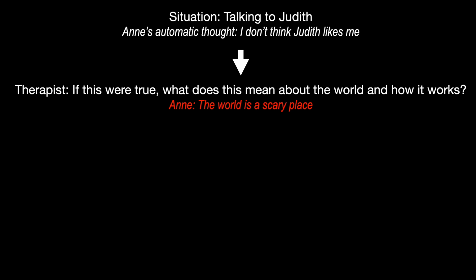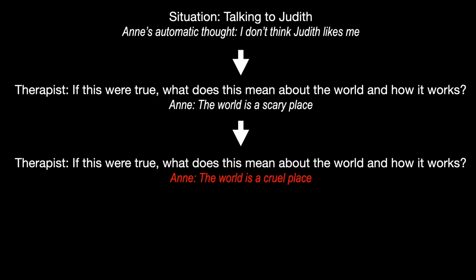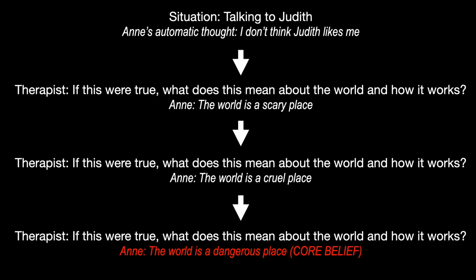We ask the question, "If this were true, what does this mean about the world and how it works?" And uncover another layer: "The world is a cruel place." We ask the question again, and uncover the core belief: "The world is a dangerous place." So via the downward arrow technique, we identified 3 core beliefs.